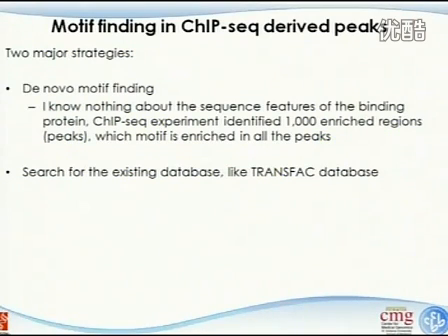And there are two strategies. The first one is de novo motif finding. So basically, I know nothing about the sequence feature of the binding protein. The ChIP-seq experiment identified, let's say, 1,000 enriched regions. Which motif is enriched in the peak regions I identified? That's the de novo motif finding scenario. The second one is to search an existing database, like the TRANSFAC database. Okay, and we'll get into the second part in a lot more detail.